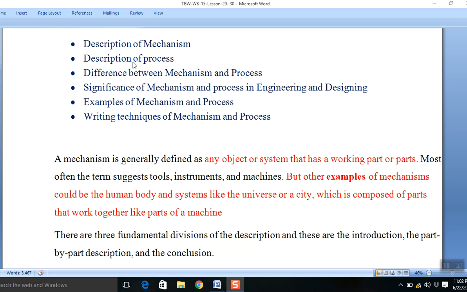I hope you have understood the importance of mechanisms and processes. In the next video we are going to talk about mechanism in detail, and then we'll discuss the description of process. Thank you very much.